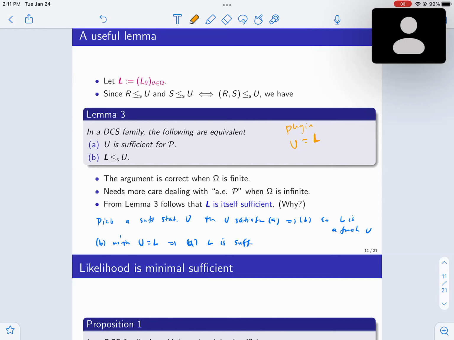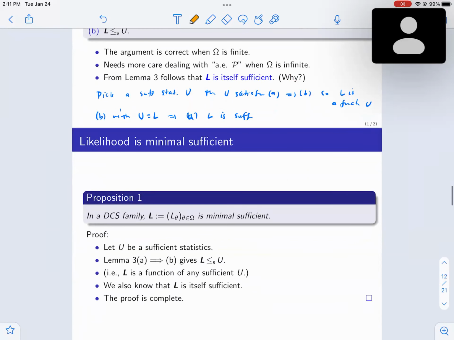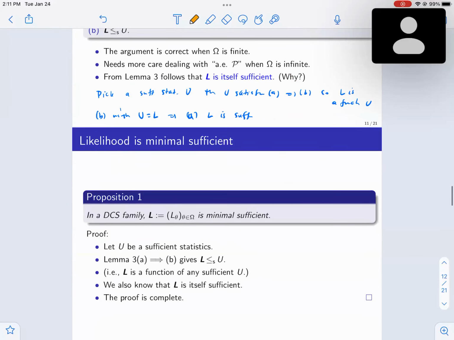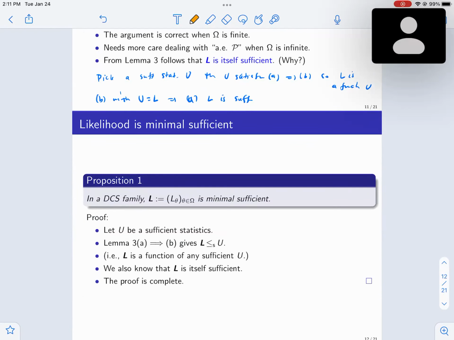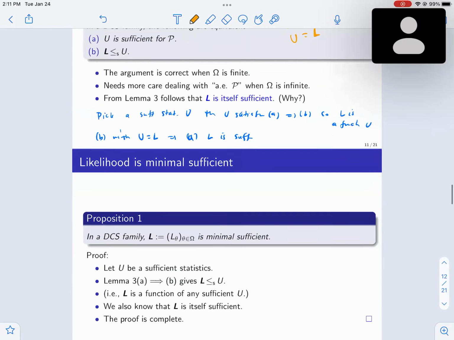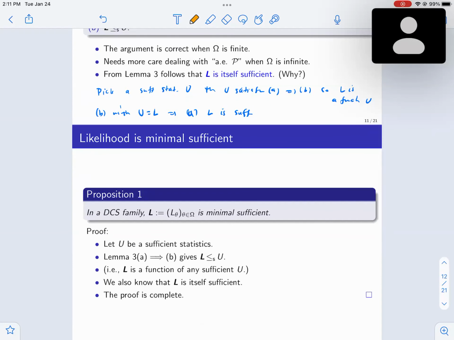So then we get the conclusion that L is minimal sufficient. The reason being that L itself is sufficient by this result. And by part B, or basically A implies B, for any sufficient statistic U that I have, L is a function of U. Okay, so these two together imply the two conditions of minimal sufficiency. So we proved that L is minimal sufficient. Again, the argument is here.